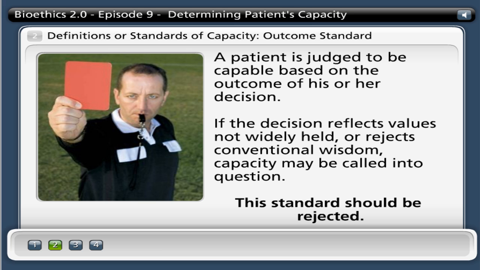The first definition is the outcome standard. Here, a patient is judged to be capable based on the outcome of his or her decision. So if the decision reflects values not widely held or rejects conventional wisdom, clinicians may actually call into question the patient's capacity. Merely because the decision does not reflect conventional wisdom or values that are held by the clinical team doesn't mean that a patient is or isn't capacitated. On the basis of this, the standard should be rejected.